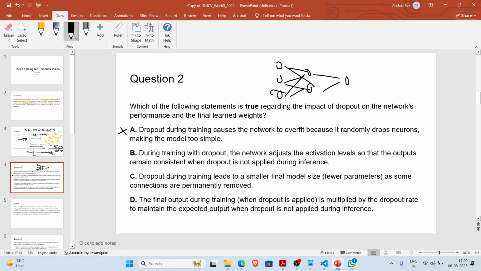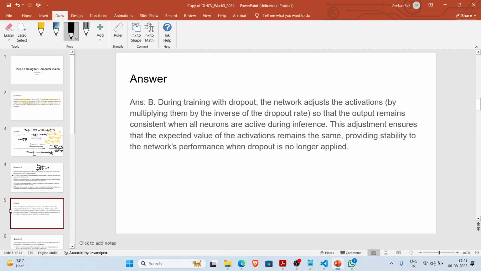During training with dropout, the network adjusts the activation levels so the output remains consistent when dropout is not applied during inference. So that is wrong, right?